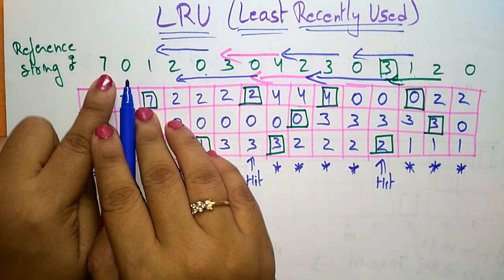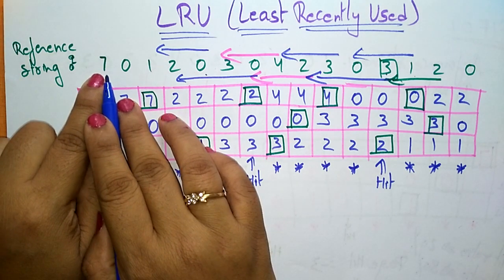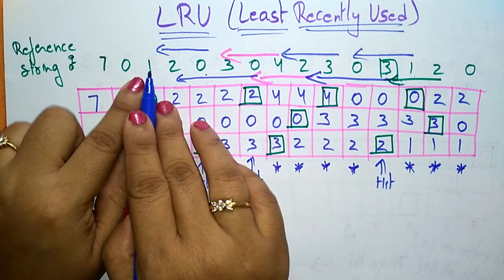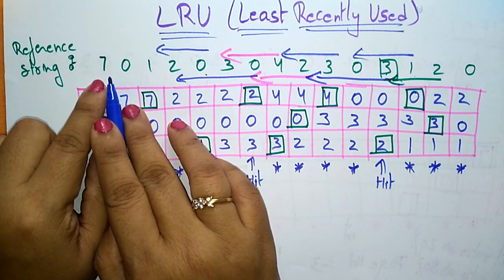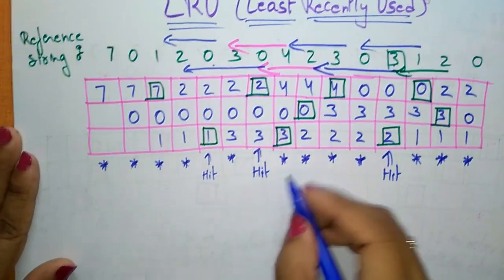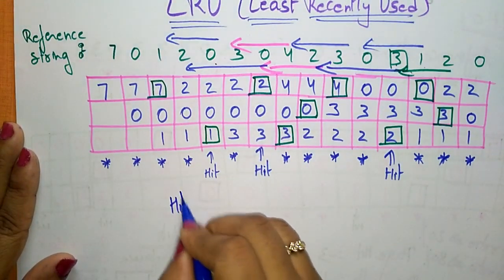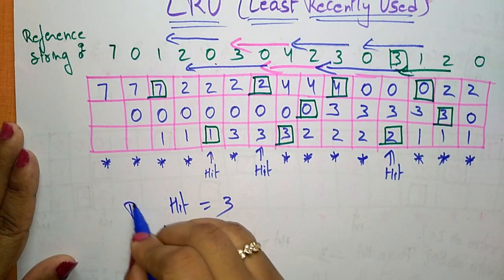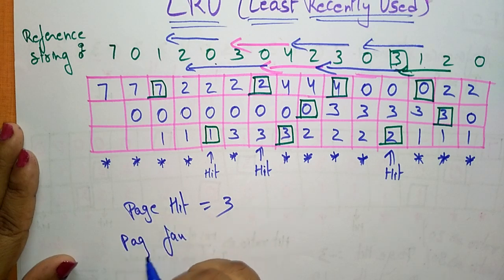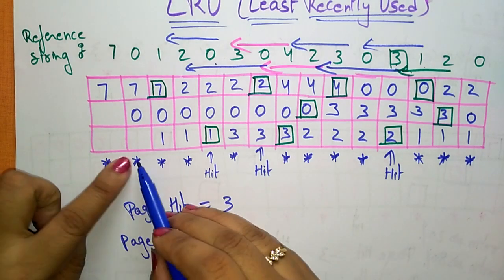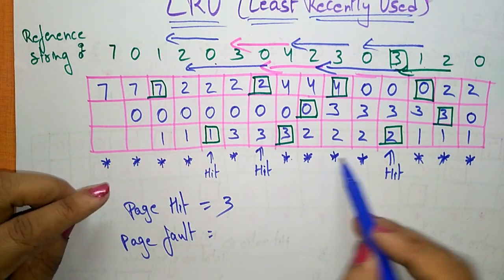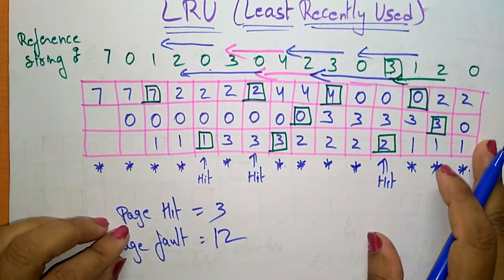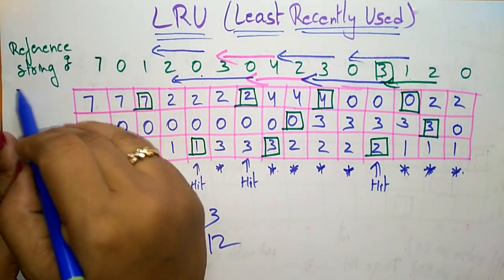We have to replace the page which is least recently used. The first number is the most recently used, and the last number is the least recently used. So here how many hits are there? Hits are 3, and the page faults are 1, 2, 3, 4, 5, 6, 7, 8, 9, 10, 11, 12. So 12.